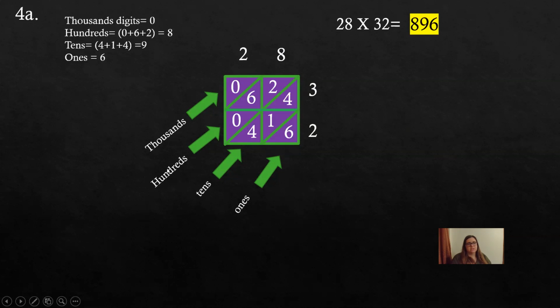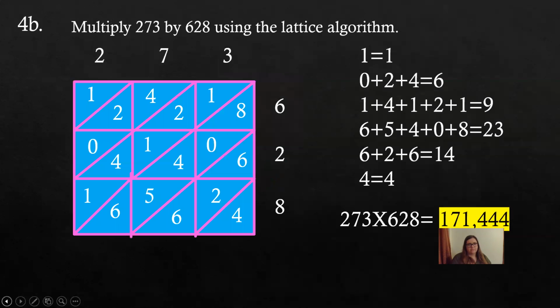So once you do this, you're going to add them all up. So you have 8 right here, you have 9 right here, and 6, and nothing right here. So your 8's going to go in your 100 spot, your 9's going to go in your 10 spot, and your 6 is going to go in your 1 spot. So your answer is 896.